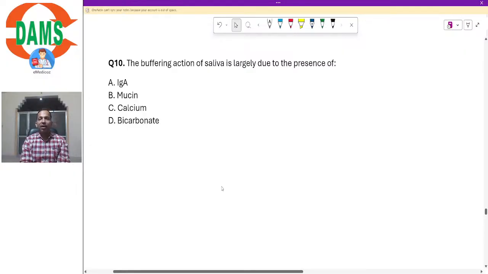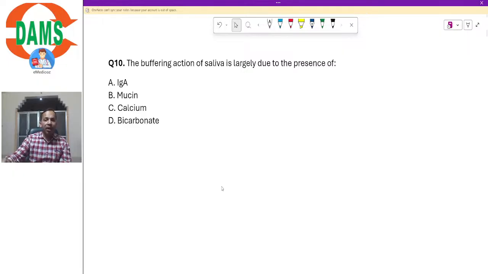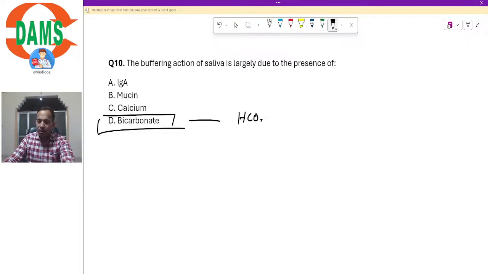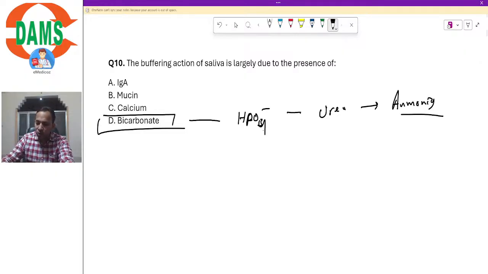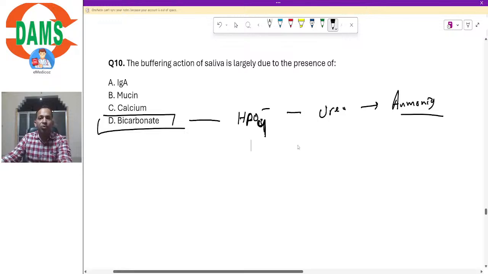The buffering action of saliva is mainly due to the presence of, or largely due to the presence of, immunoglobulins, mucin, calcium and bicarbonate. तो ये तो आसान है ना? प्राइमरी बफर तो बाइकार्बोनेट है. इसके बाद कौन है? फॉस्फेट. और इसके भी बाद कौन है? यूरिया. और फिर अमोनिया, राइट? So these are all the buffers. This is the primary buffer, bicarbonate. Secondary buffer is HPO4. Sorry, HPO4. After bicarbonate, it is HPO4.